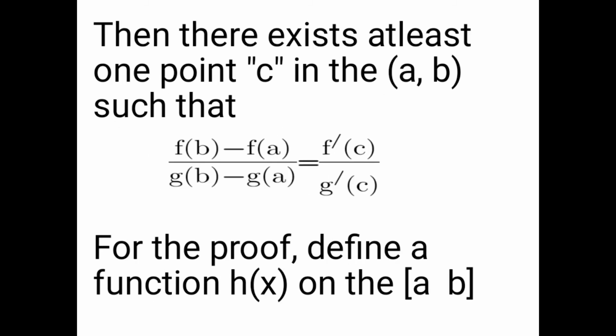The conclusion says that there exists at least one point c in the open interval (a,b) such that (f(b) - f(a)) / (g(b) - g(a)) is equal to f'(c) / g'(c). Here, for the proof also, we define a new function h(x) containing f(x) and g(x) such that h(x) satisfies Rolle's theorem.